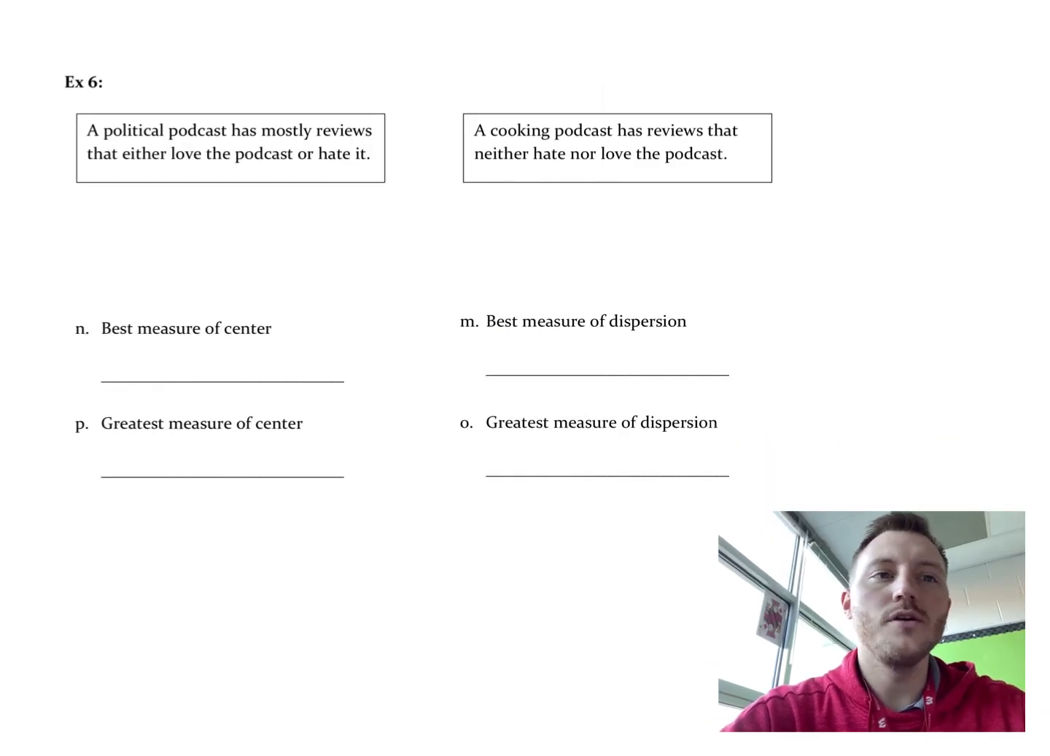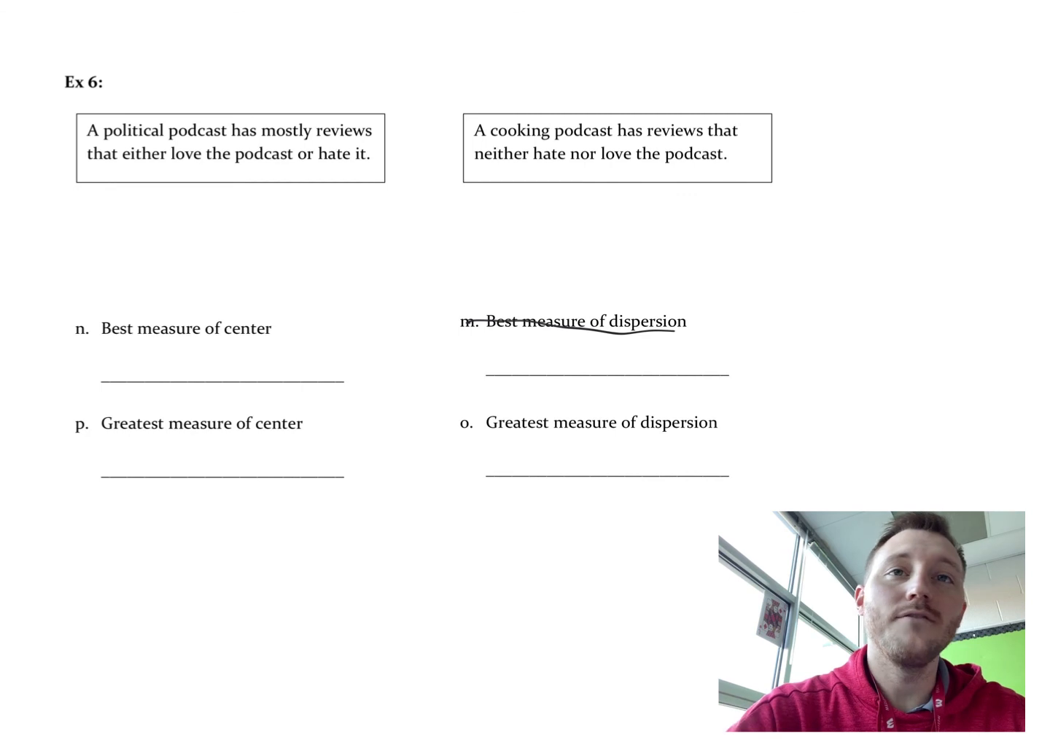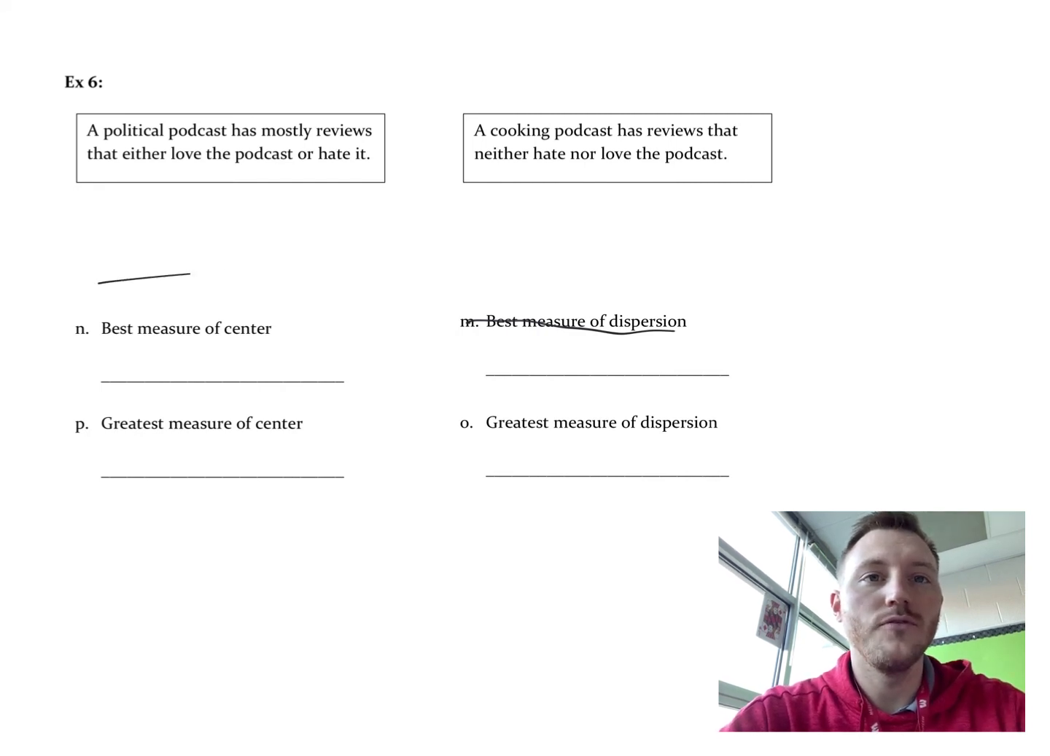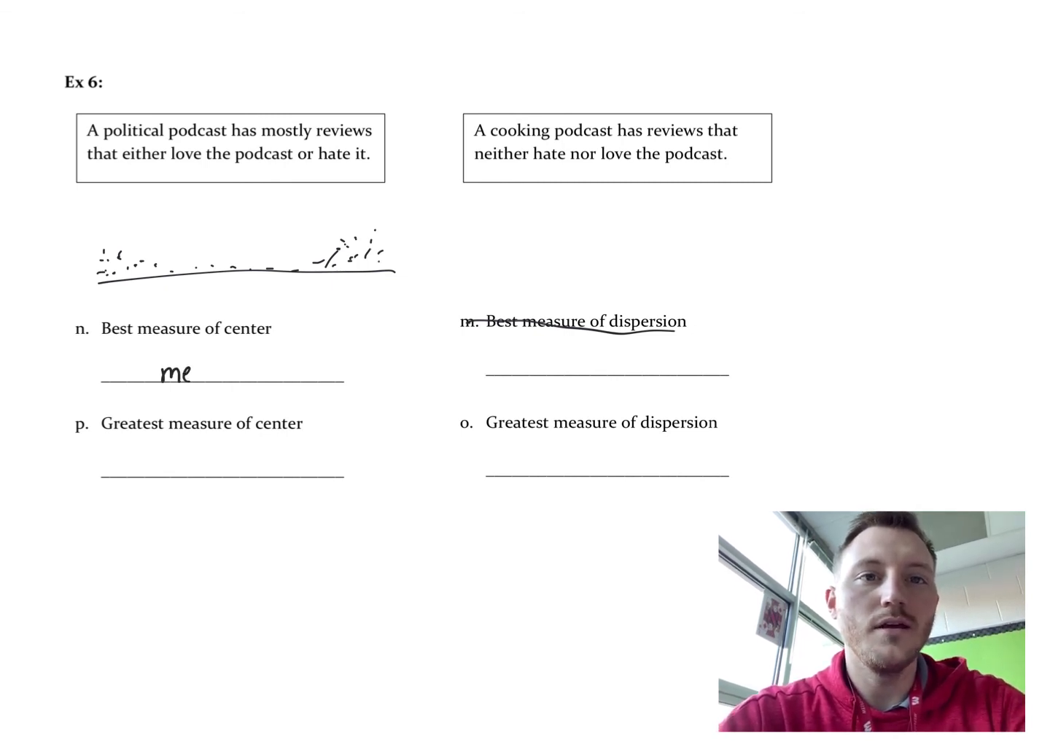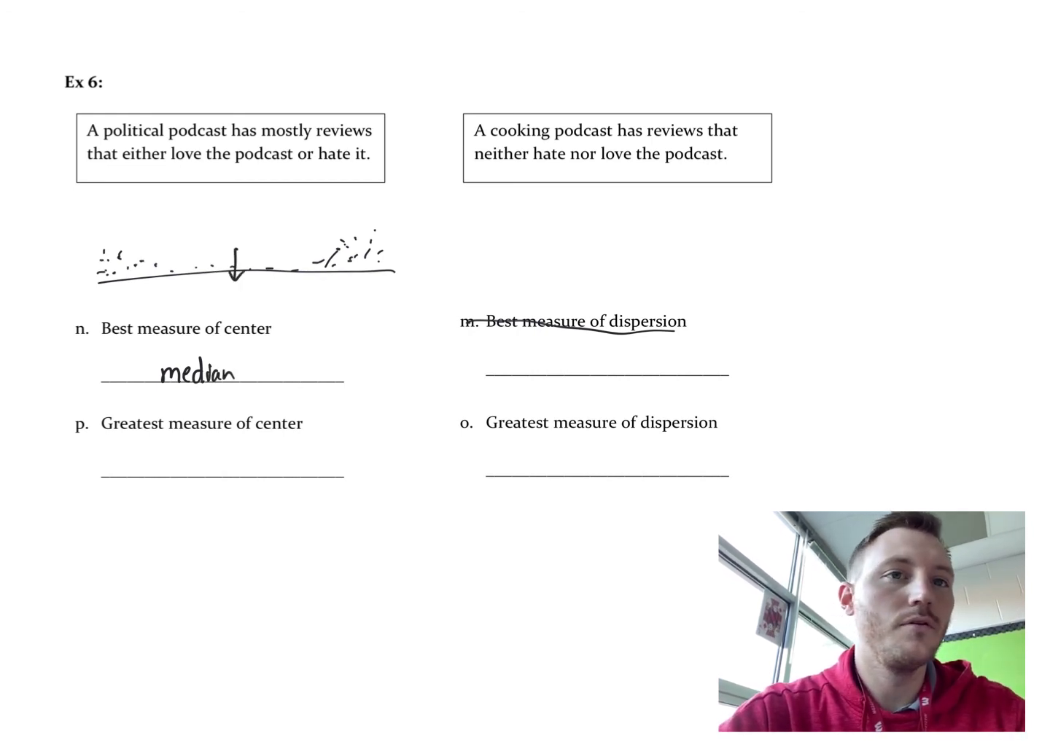Our last one here, we're looking at 2 word problems. We have a political podcast that has mostly reviews that either love or hate. So if we have a dot plot, a bunch of people hate it over here, not too many people like it, but then a lot more people love it. So the best measure of central tendency here is probably the median or mean, and that's probably going to be somewhere in the middle of our data.